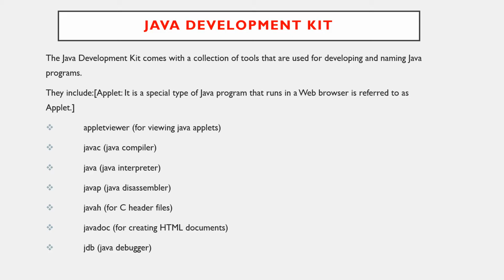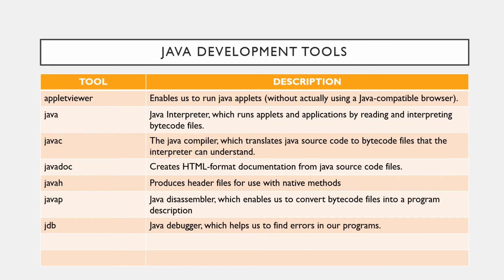Then next is Javap. Javap is used as a Java disassembler. Then Javah is a tool used for C header files. Javadoc is for creating HTML documents, and the last, JDB, is used as the Java debugger. So these are some of the tools of the Java Development Kit.